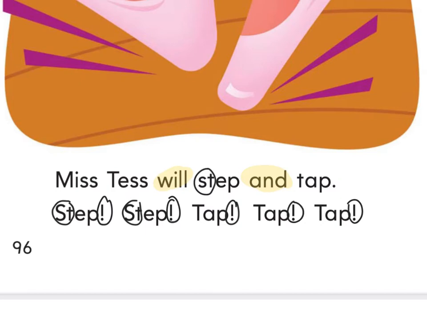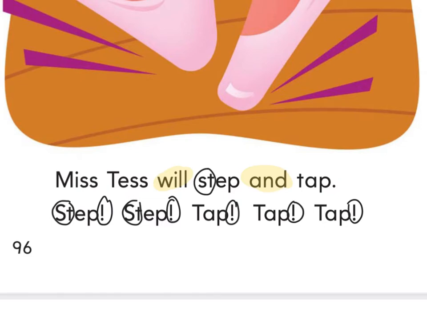At home, press pause and practice reading this page to yourself 3 times. Press play when you're ready to read together. At school, we're going to whisper read. Fingers moving, eyeballs moving, mouths moving. Okay, let's read together. Fingers under the word miss. Ready and read. Miss Tess will step and tap. Step, step, tap, tap, tap.